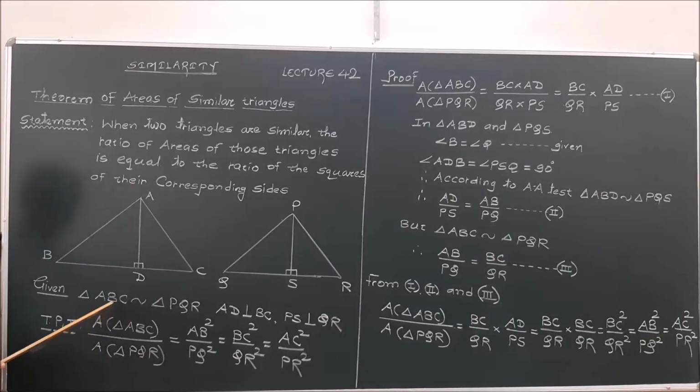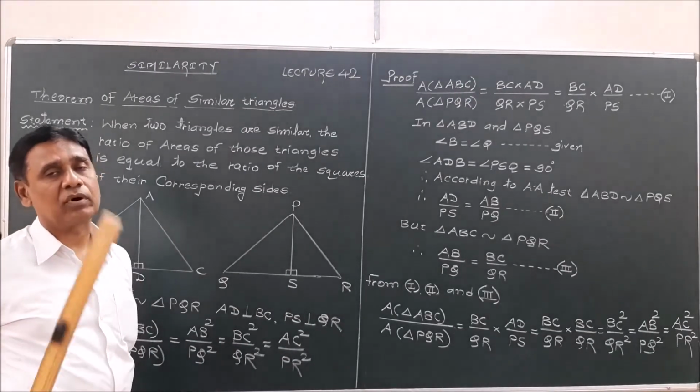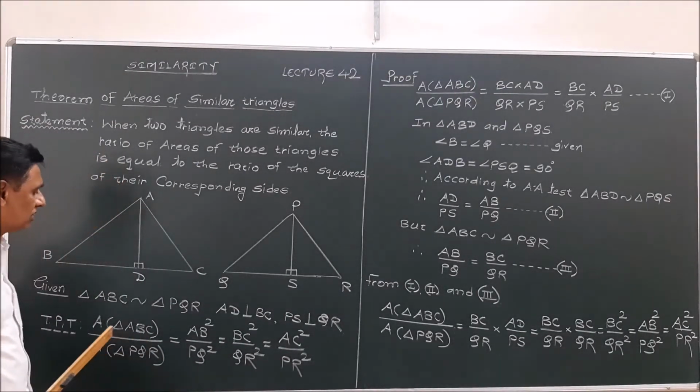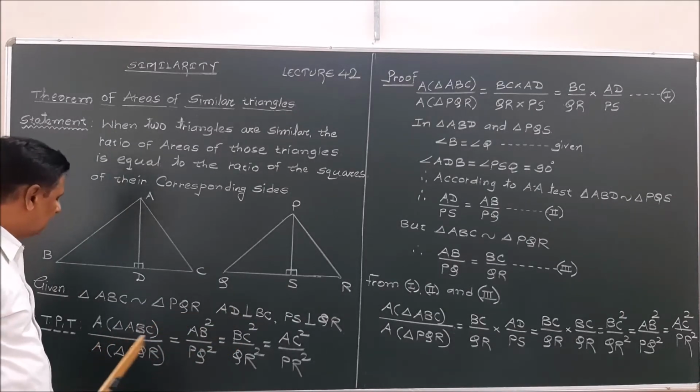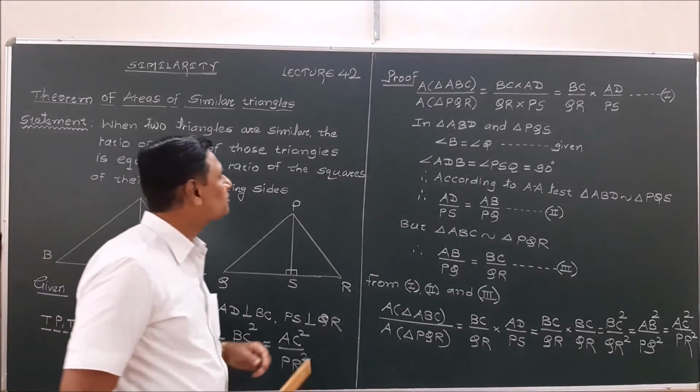So you will find here AB has one-to-one correspondence with PQ, BC with QR, and AC with PR. Therefore, if triangles are similar, then the ratio of areas of triangles is proportional to the square of corresponding sides. That one is very important, corresponding sides. Okay, so these are the things that we have to prove. Now let's come to the proof.